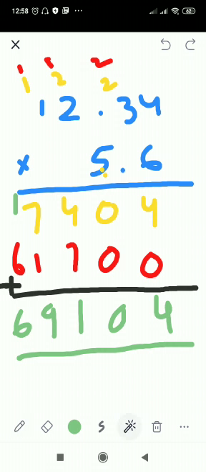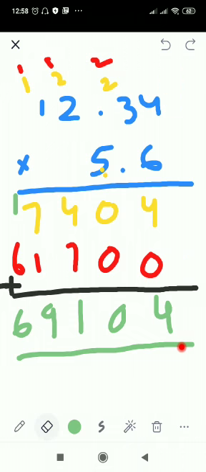Now this is the most important part which you have to understand here. Over here we have how many decimal places. In this first value we have 2 decimal places, right? In this one we have how many decimal places? 1 decimal place. All right, 2 decimal places here and 1 decimal place here. So in the answer we are going to add it, 2 plus 1, 3. In the answer we will have 3 decimal places.